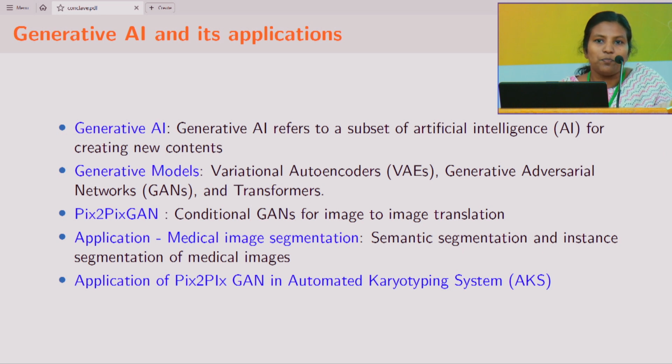One among them is pix2pix GAN, which is a conditional GAN that is basically used for image-to-image translation. So in my work, pix2pix GAN is extended for medical image segmentation. Especially I have used this technique for semantic segmentation. And this is a work on automated karyotyping system.